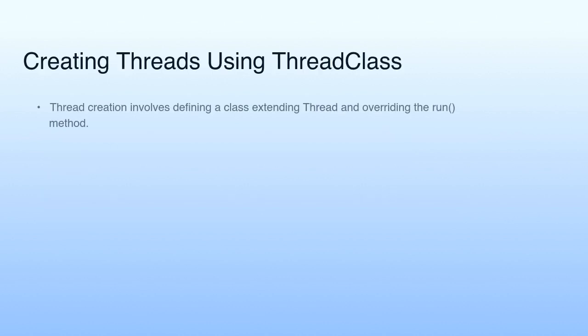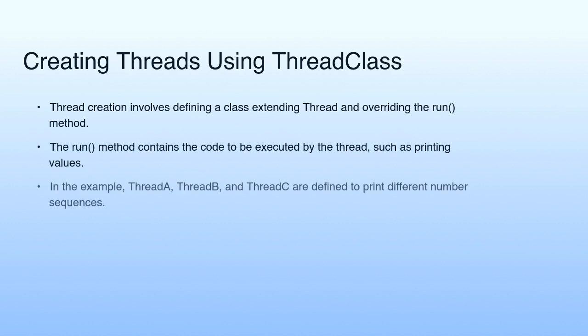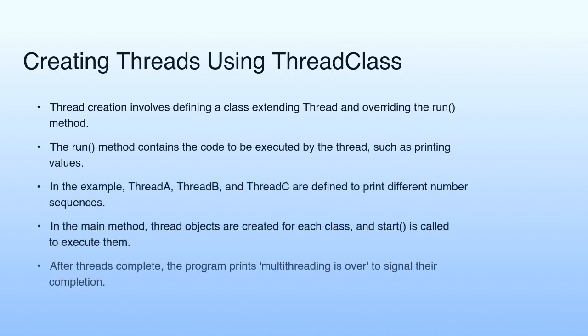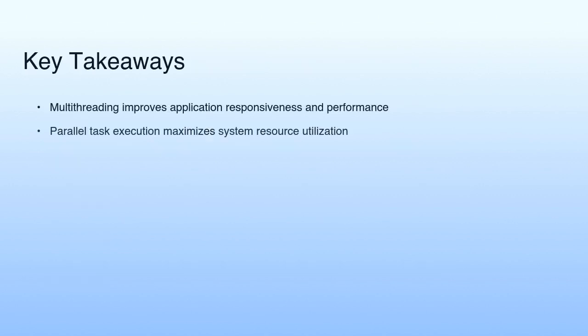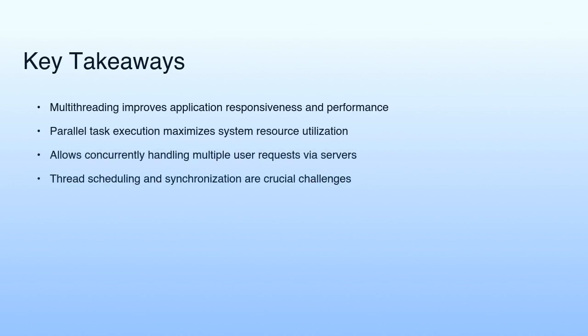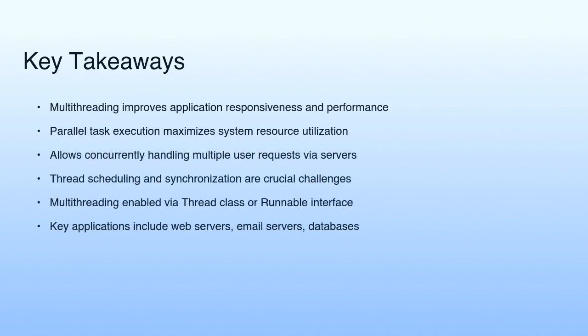Creating threads in Java involves defining a class that extends the Thread class and overriding the run method with code to be executed by the thread, or implementing the Runnable interface and creating thread objects from the Thread class. Understanding thread creation, scheduling, communication, and synchronization is crucial in multithreaded programming, as it enables improved application responsiveness, performance, and efficient utilization of system resources through parallel task execution.